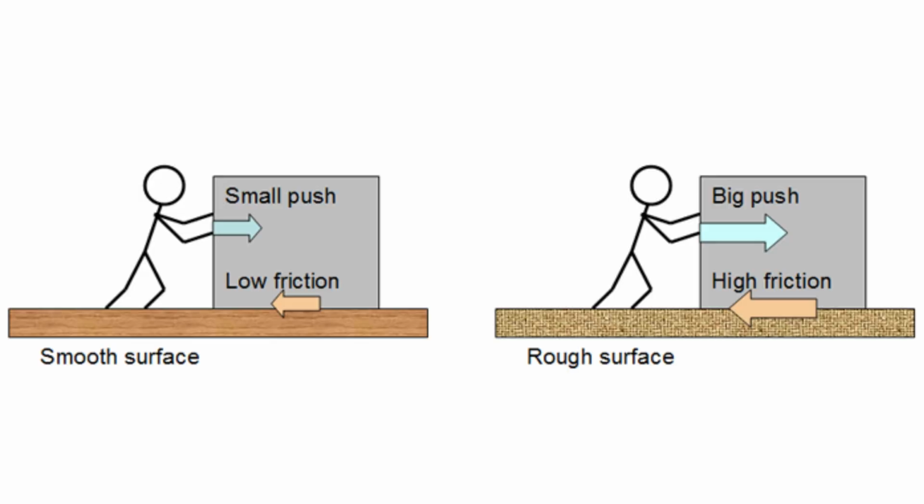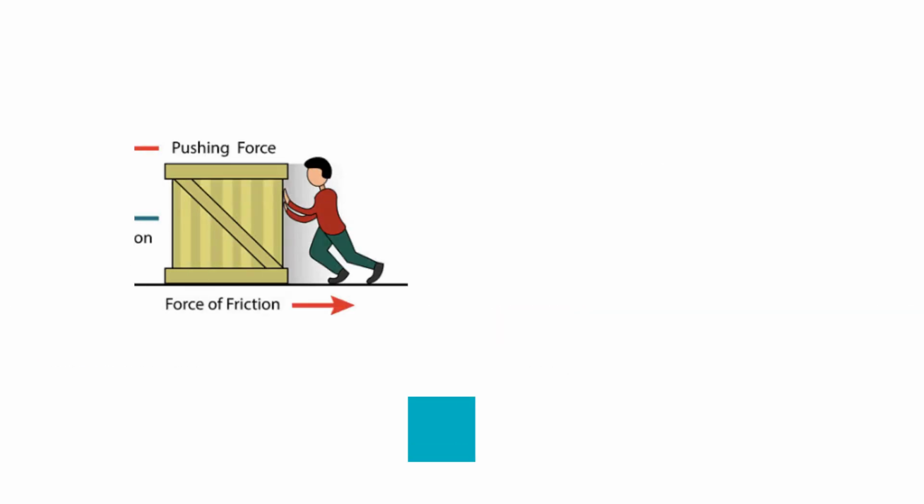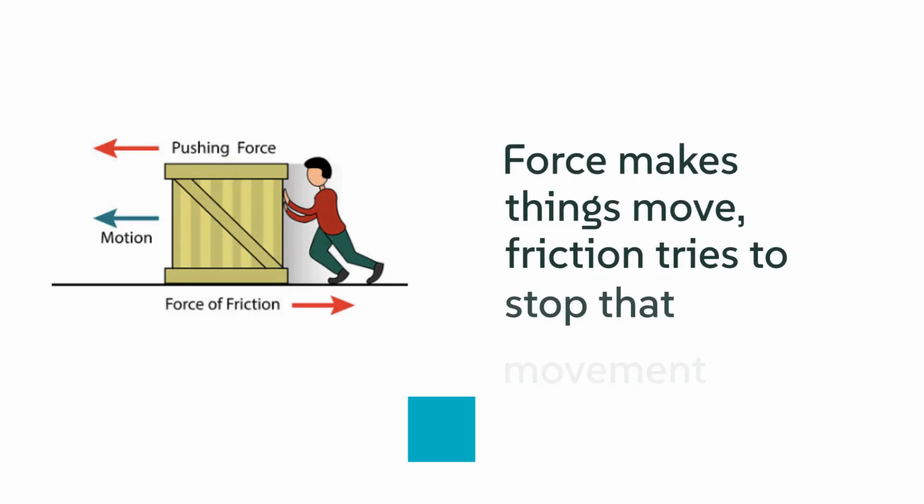The amount of friction depends on how rough the surfaces are and how hard they are pressed together. In simple terms, force is what makes things move, and friction is what tries to stop that movement.